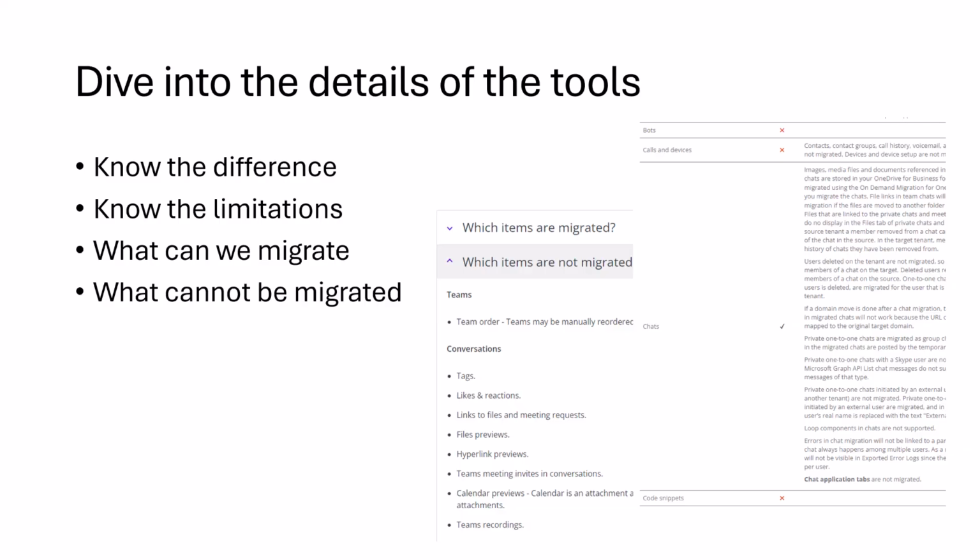But again, a lot of the tools have limitations, so when deciding on this, you need to dive into the documentation of each of the tools so you get to know the differences and what the limitations are. Based on that, we can decide what we can migrate and what we cannot migrate as part of this process. Because what we cannot migrate is an important step that we need to communicate back to the business if we see something that is potentially a problem.